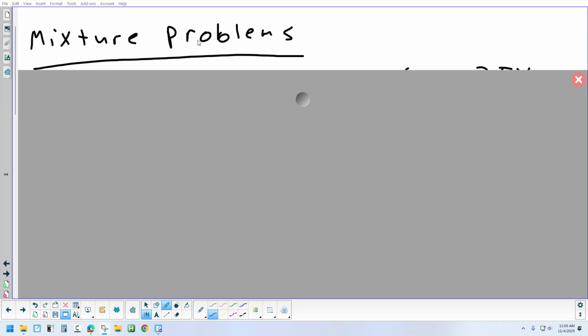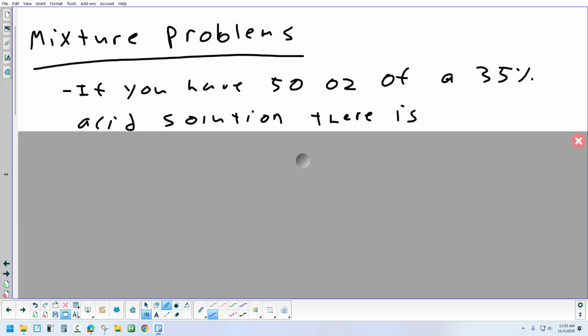Okay, so before we look at the next lesson, there is one question we didn't finish from the last one, and that is a mixture problem. Okay, so let's just look at this. This is very similar to question 48 that I had you guys skip in the homework. It just has different numbers.